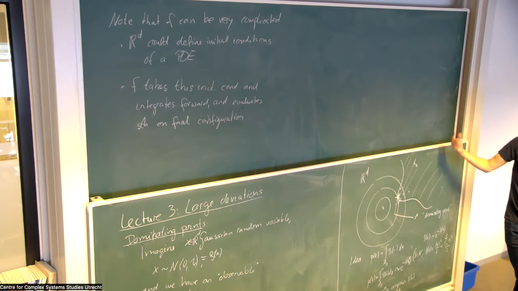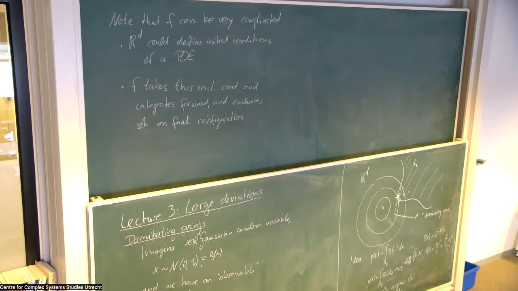On the final time, we're looking at the maximum elevation of the sea surface, and all of this chain of things is our function f. And at the end, the only thing that comes out is a single number, namely the height of the wave, but f itself contains building an initial condition out of an R^d vector, integrating a PDE forward, and then evaluating the final condition.